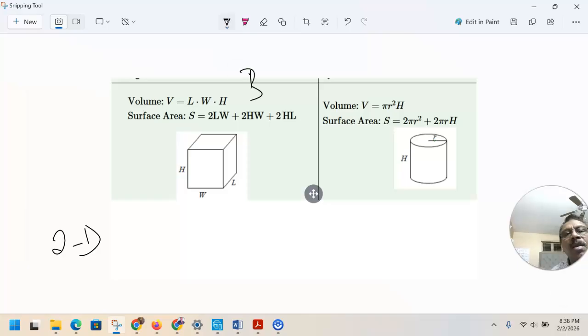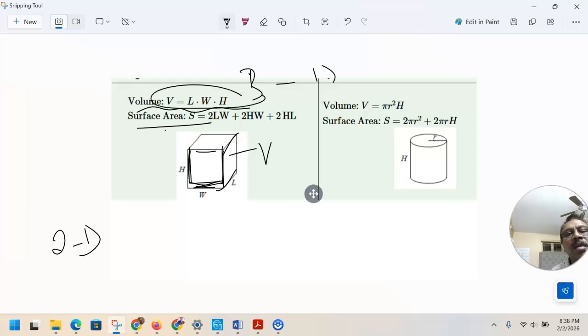This is 3D. Three-dimensional is volume of a prism. Like this is the prism, a box. Again, the box has length, width, and height. So the volume is straight away this formula, but the surface area is a little different. There are 2 to 3 pieces.